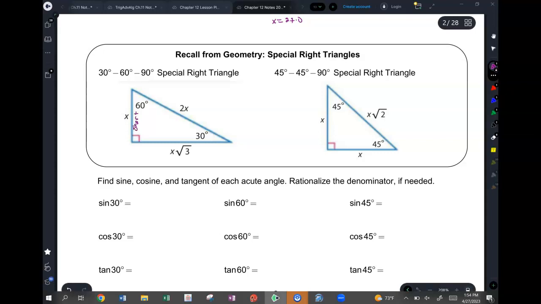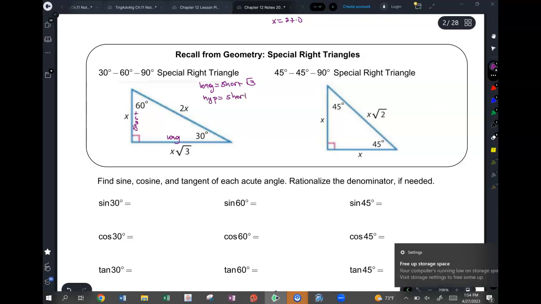Raise your hand if you have not seen special right triangles before. Okay, so this is the long leg. The rule is the long leg is always short times √3. Okay? So the long leg is always short times √3. The hypotenuse is the short leg times 2. Always.